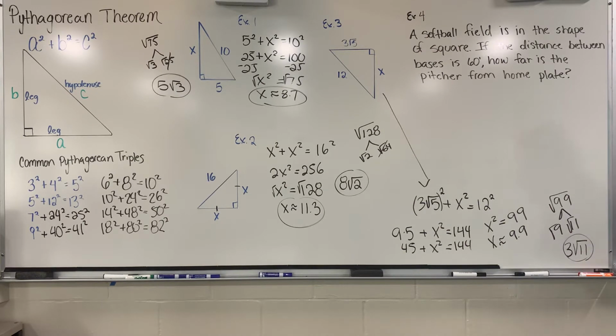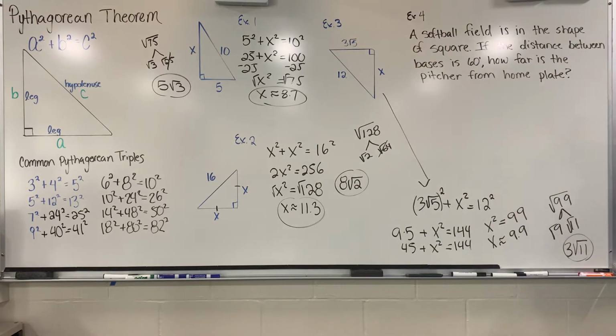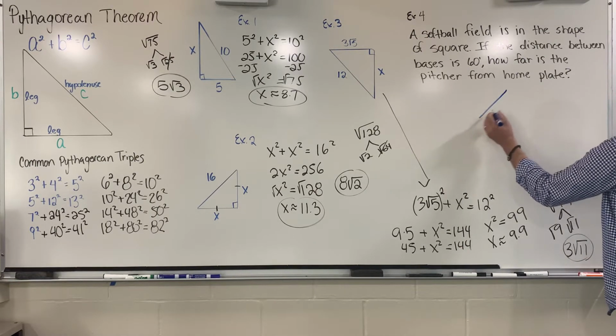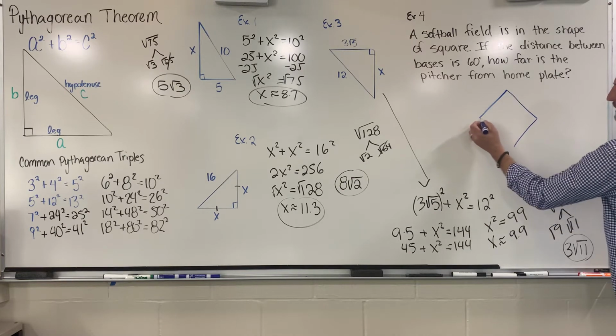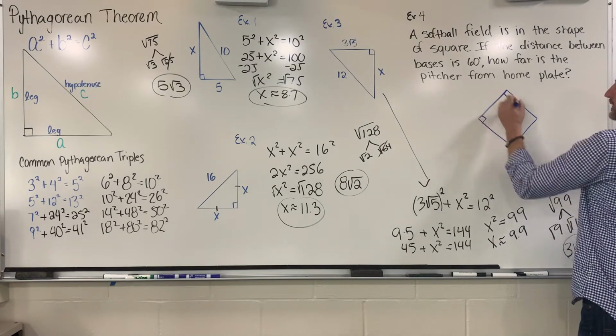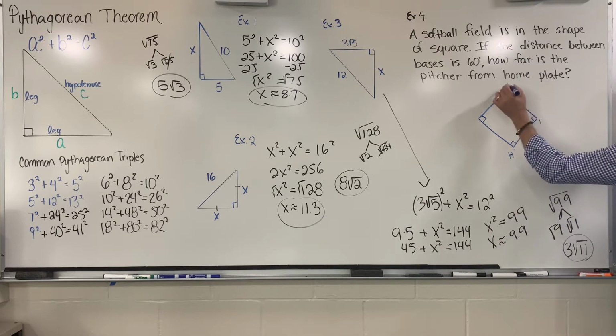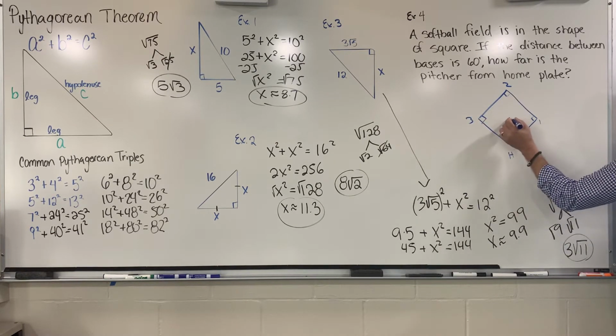All right, so our last and final question is an application problem. I want to go over how to apply this in more of a real-life situation, like a softball field. The softball field is in the shape of a square. If the distance between the bases is 60 feet, how far is the pitcher from home plate? Well, let's draw it out. They always call it a baseball diamond, which drives me nuts because it's not a diamond at all. It's completely a square. So we have home, 1, 2, 3, and our pitcher sits right here in the middle.